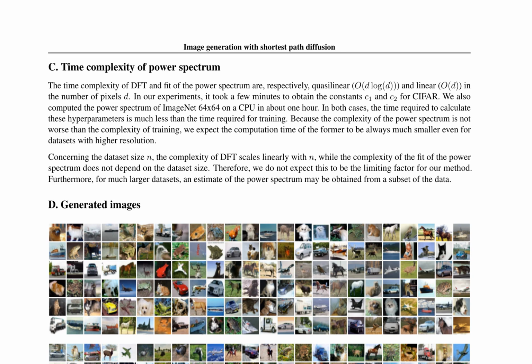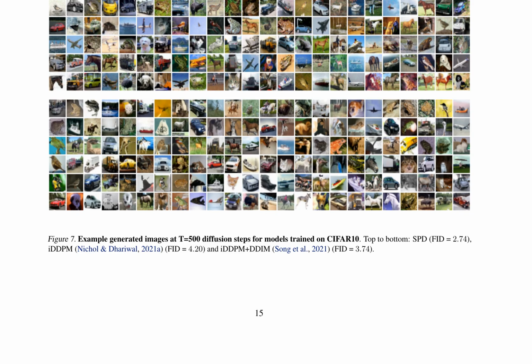Notably, the time required to calculate these hyperparameters is significantly less than the time required for training. The complexity of the power spectrum is not worse than the complexity of training, indicating that the computation time of the former will always be smaller, even for higher resolution datasets. Furthermore, the complexity of DFT scales linearly with the dataset size n, while the complexity of the fit of the power spectrum does not depend on the dataset size. This suggests that the dataset size will not be a limiting factor for the proposed method. Additionally, for larger datasets, an estimate of the power spectrum can be obtained from a subset of the data.